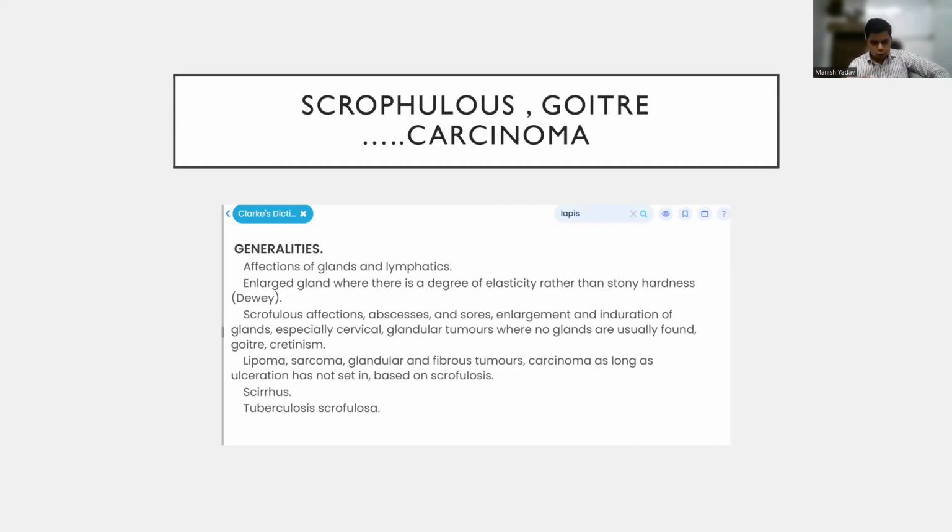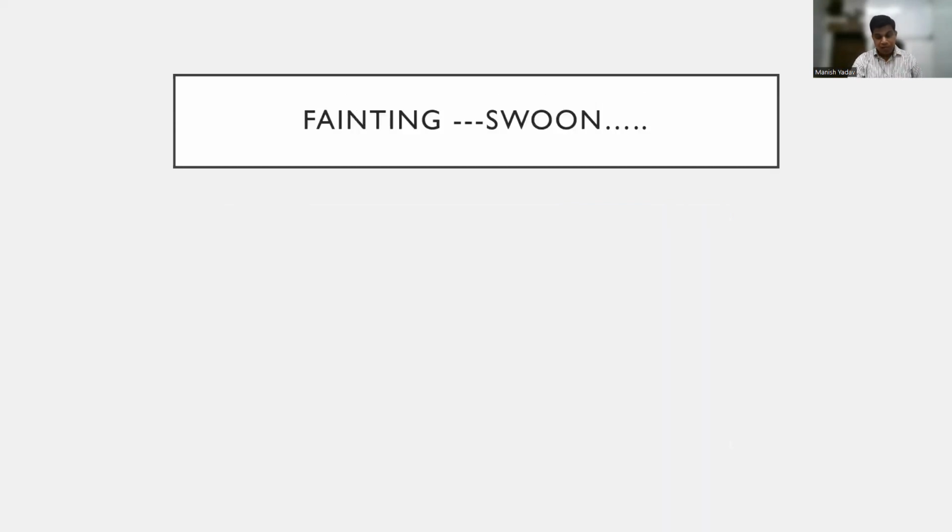So lipoma, sarcoma, glandular and fibrous tumors, carcinoma, as long as ulceration has not set in, based on scrofulous, means glands, soft elasticity. Once an ulcer forms, the sphere of action ends. Another remedy might be indicated. Serous means tumor, tuberculous scrofula, so tubercular origin.